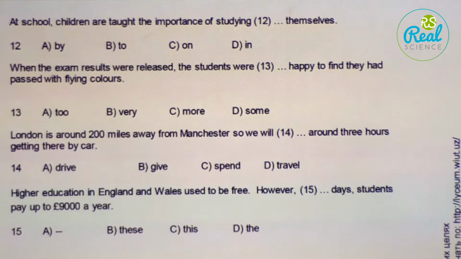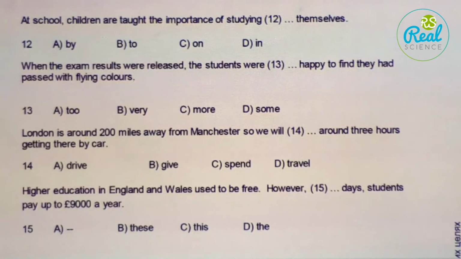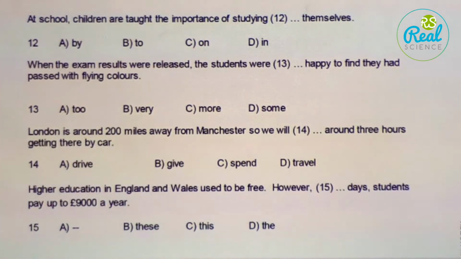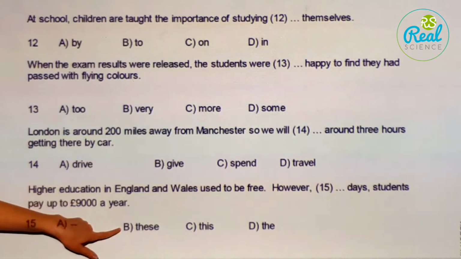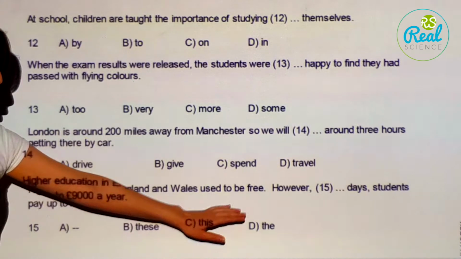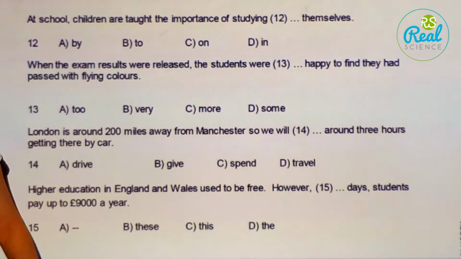Who wants to do the 14th? Higher education in England and Wales used to be free. However, these days students pay up to 9,000 a year. Good. The correct option is these days, not this one, because days is in the plural form. That's why the correct option is B1. Very good.